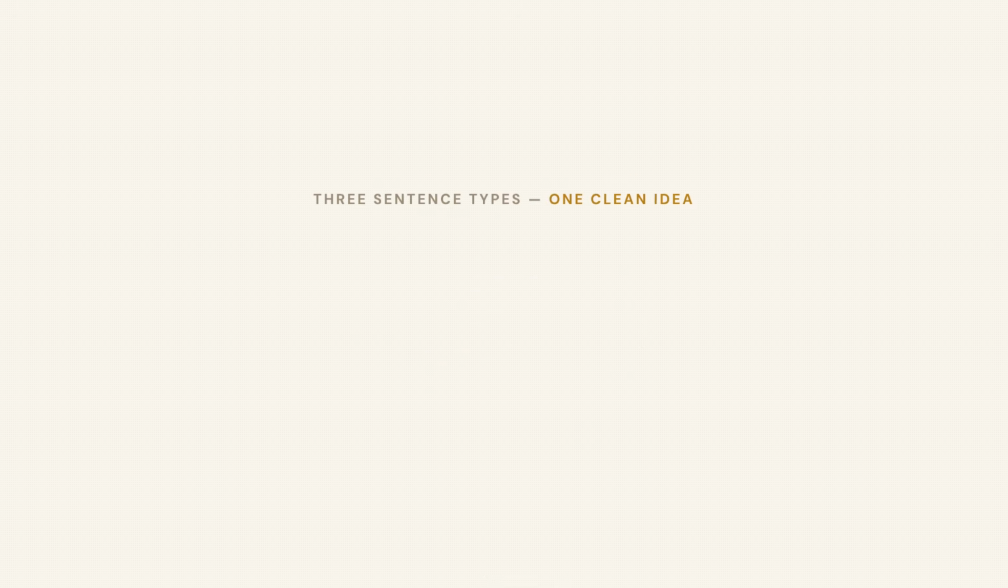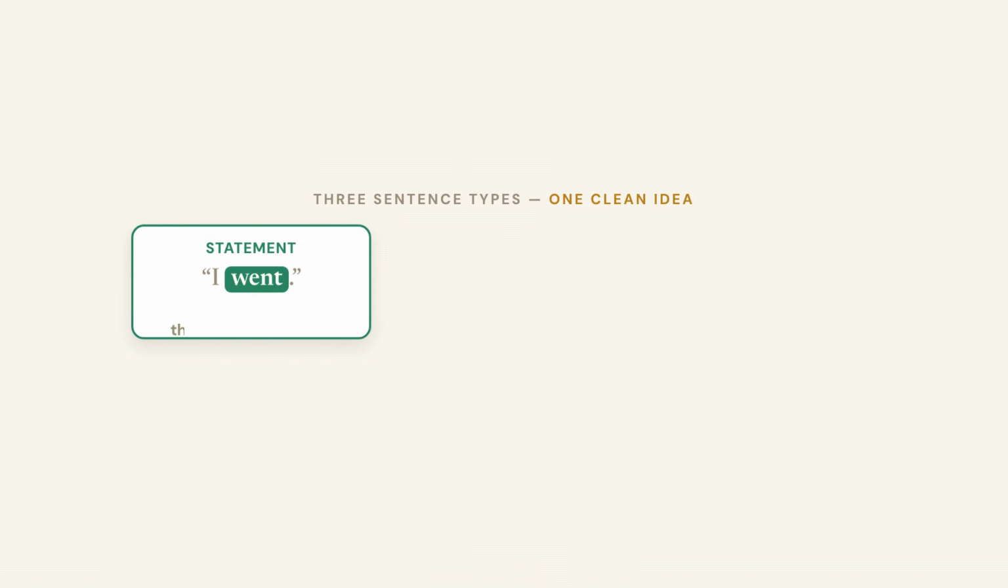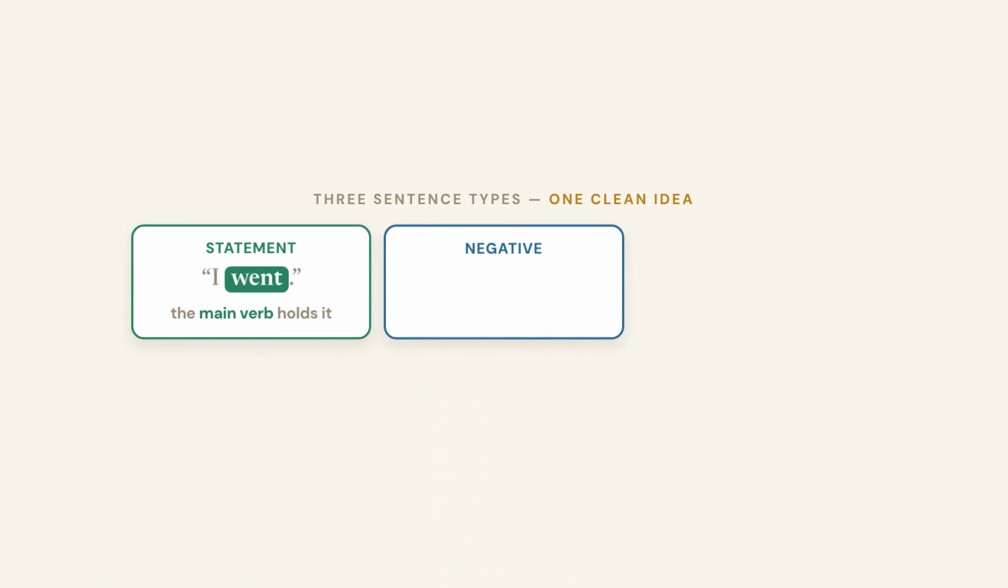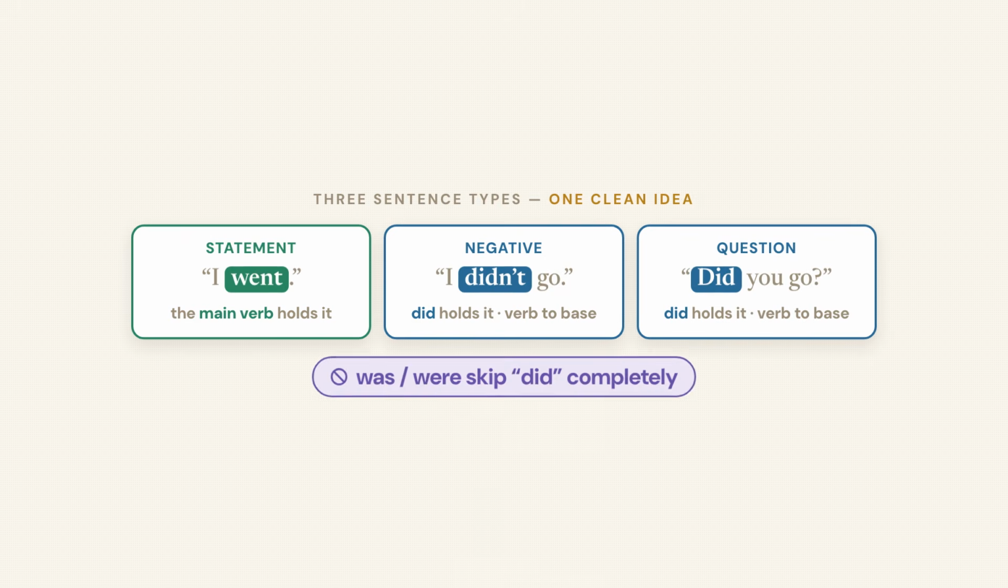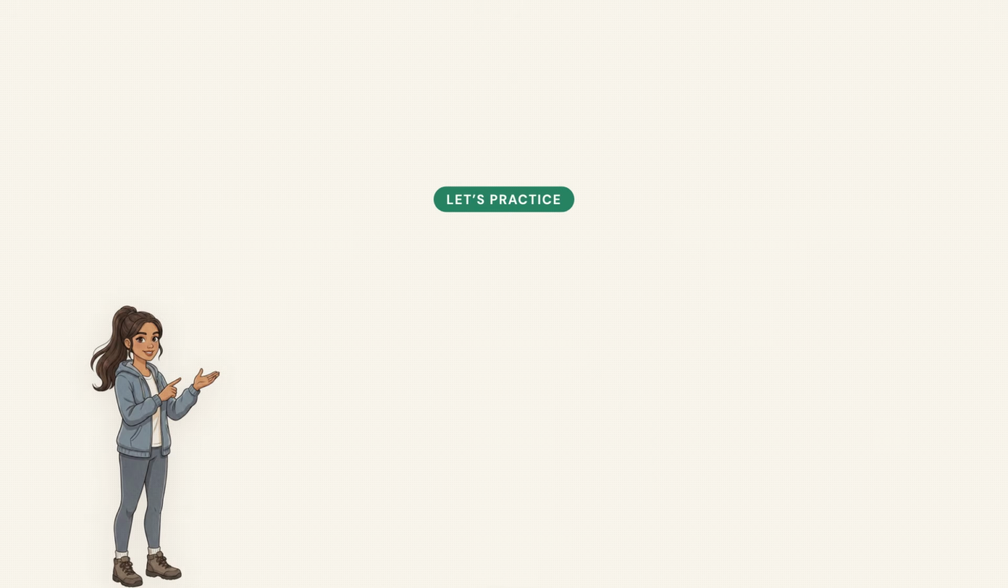So, 3 sentence types, 1 clean idea. In a statement, the main verb goes past. In a negative and a question, did takes over the past and the main verb drops back to base. And was and were skip did completely. All right, let's put it to work.